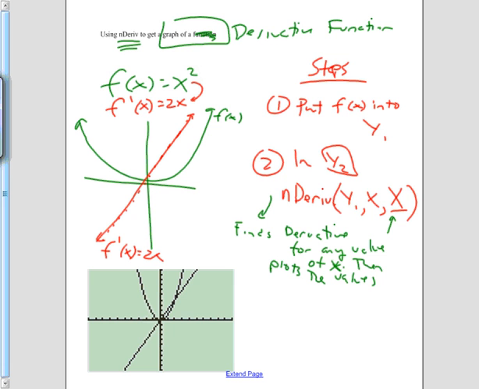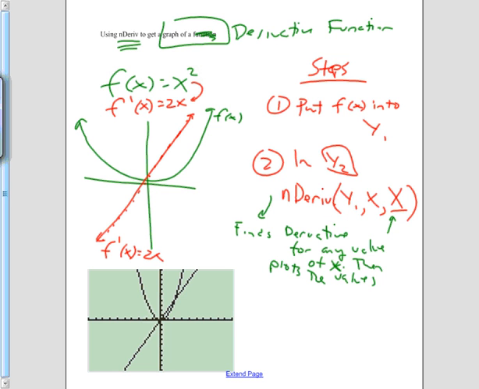In the next section, what we're going to be looking at is using this nDeriv to graph a derivative function for us to start making some real strong connections between the derivative and a function. But for now, the skill that you need to be able to do is just the following. Put the function into Y1 and in Y2, make the derivative function and then graph it.